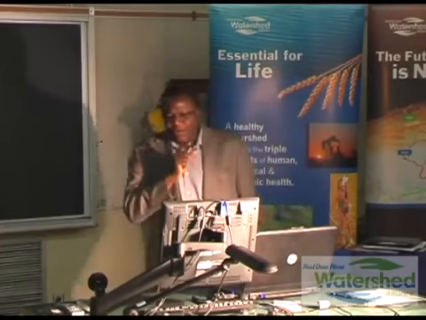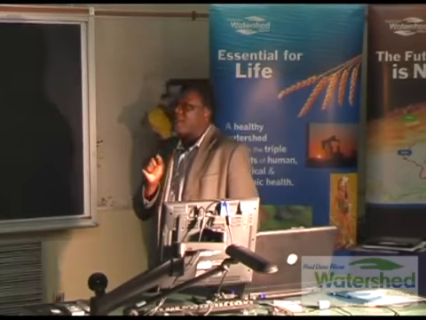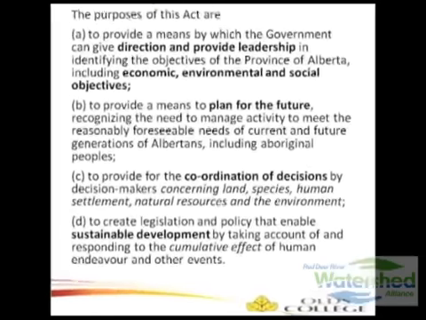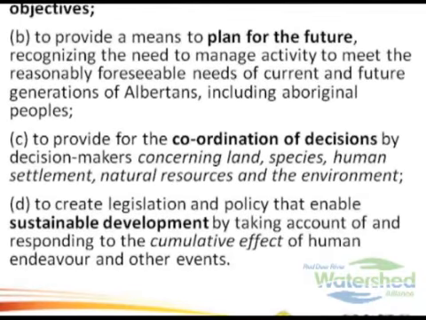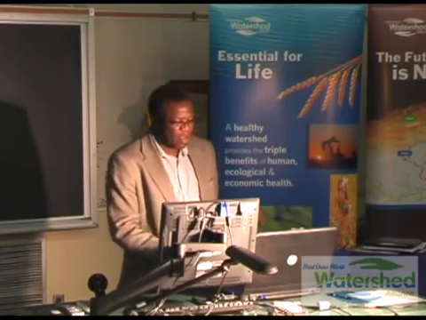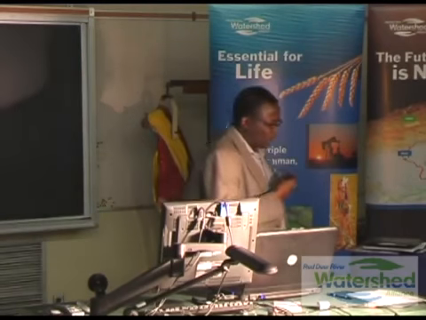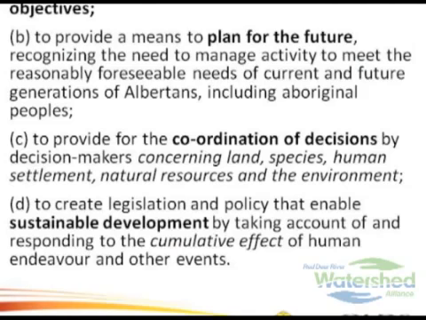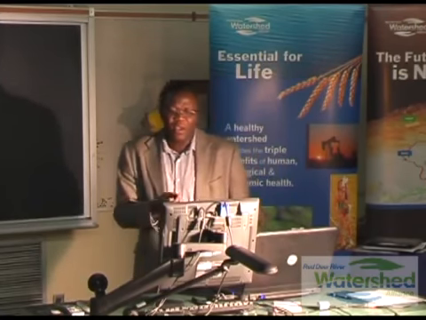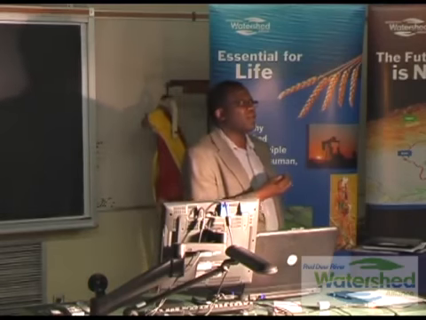But also the intent of it was to provide a coordinated effort in decision making, so that it's not just going to be government, it's going to be people like you, it's going to be Albertans that are going to make the decision concerning the land, the species, the human settlements, and other things. Where do we want what in our environment? The fourth and the final one is also to help us in developing a sustainable system in terms of our policy, that we take account of the responsibility, and look at the cumulative effect of human endeavors.